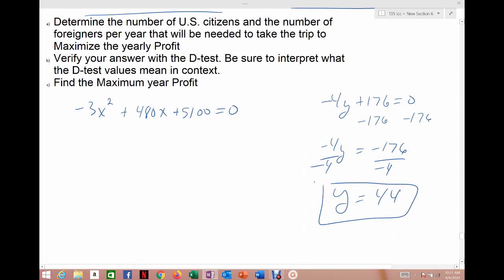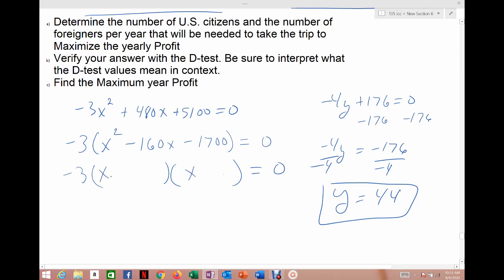Now my x will take a little more work. Again, it's a quadratic, set equal to 0, so you can solve using the quadratic formula, graph it, find its zeros, or factor. This one is factorable. First thing I'm going to do is factor out a negative 3. I'm going to divide out a negative 3. When I do that, I have negative x squared, take 480, divide out by negative 3. It's going to be negative 160, and then 5100 divided by negative 3 is negative 1700. This one does factor.